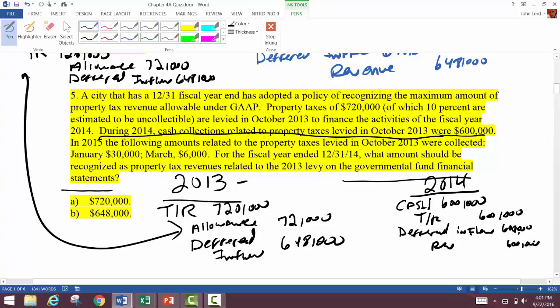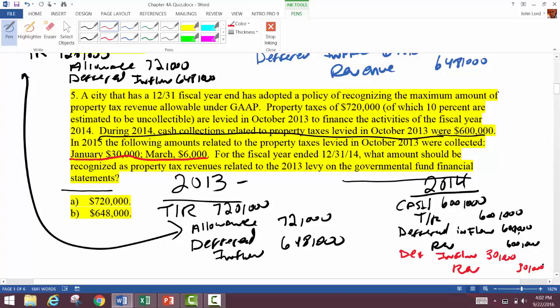Okay. What about this 30,000 that they collect in January? Can I take a revenue for that? Yeah, I can take that, even though they're collecting in 2015 now. I go ahead and what? For my 2014 statements, I would debit deferred inflow for how much? 30,000 and credit what? Revenue for 30,000, and I'm doing that in my 2014 statements.